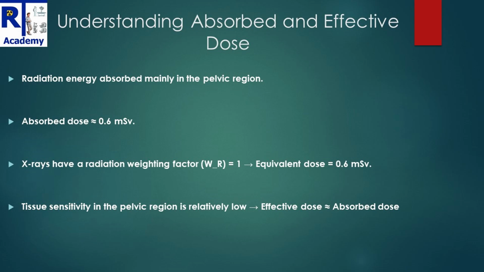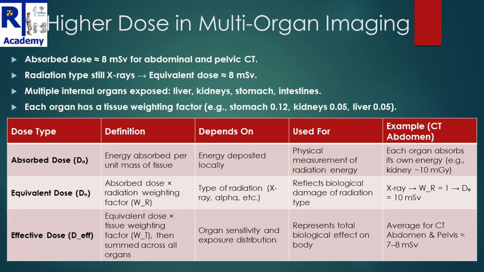But in a CT scan of the abdomen and pelvis, the absorbed dose can reach approximately 8 millisieverts. Since the radiation type is still X-rays, WR equals 1, the equivalent dose is also about 8 millisieverts. However, in this kind of imaging, several internal organs such as the liver, kidneys, stomach, and intestines are exposed simultaneously, each with different tissue weighting factors. For example, stomach 0.12, kidneys 0.05, liver 0.05.